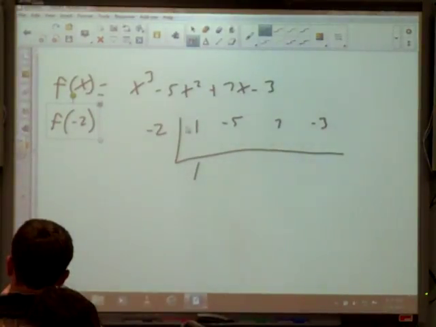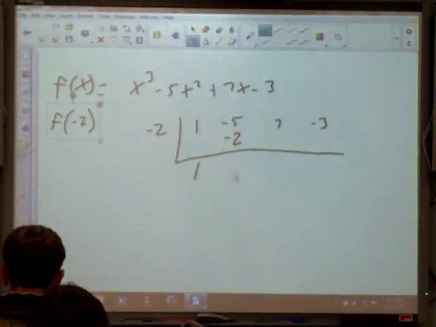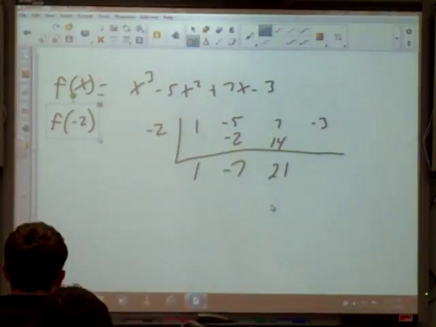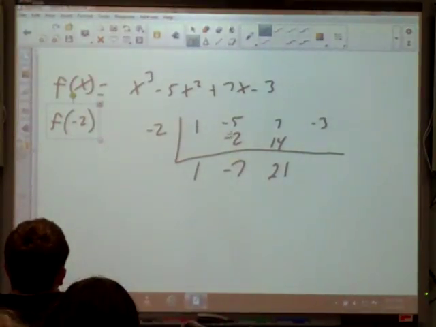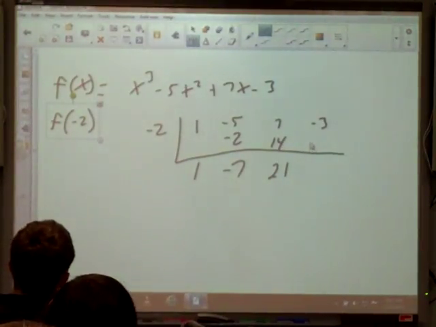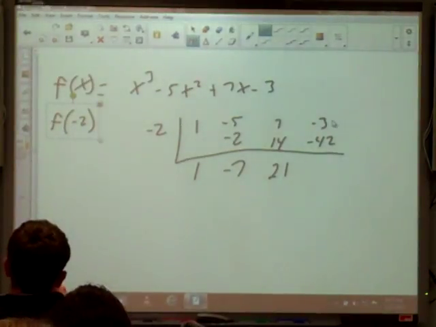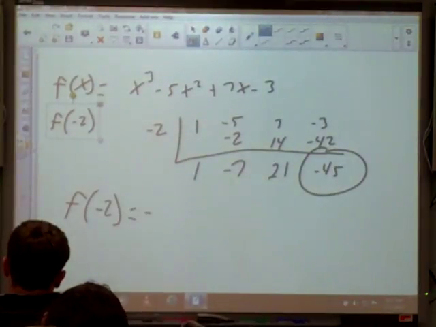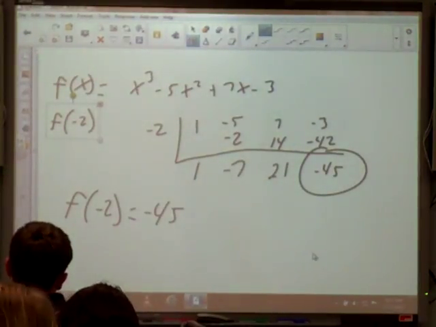Alright, so 1 times negative 2 multiplies negative 2. Add negative 5 and negative 2 is negative 7. Multiply, negative 7 times negative 2 is 14. Add 7 and 14 is 21. Multiply, 21 times negative 2 is negative 42. Add and get negative 45. So that's what I was looking for. So f of negative 2 is negative 45.